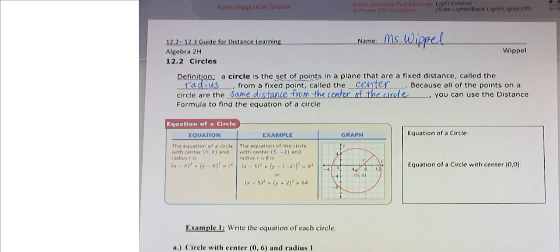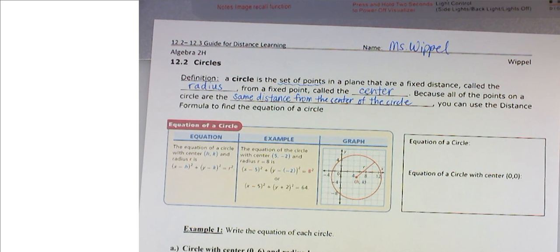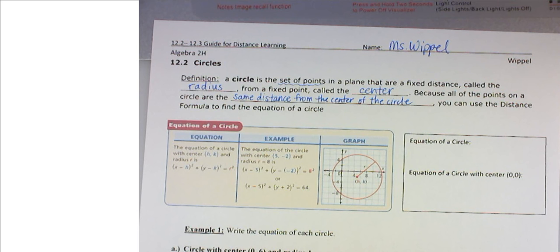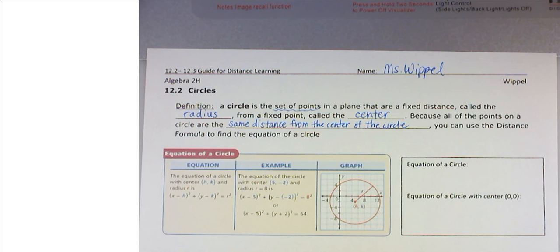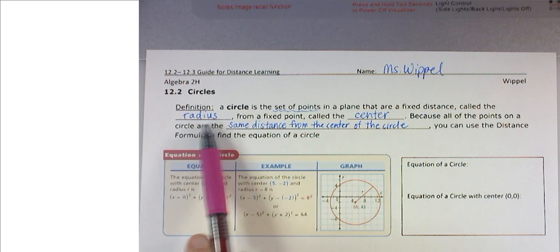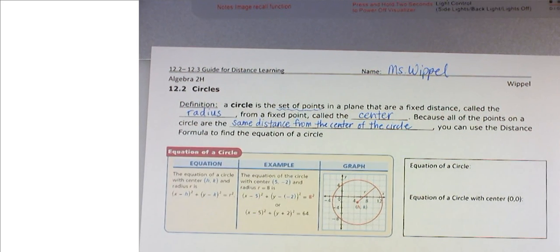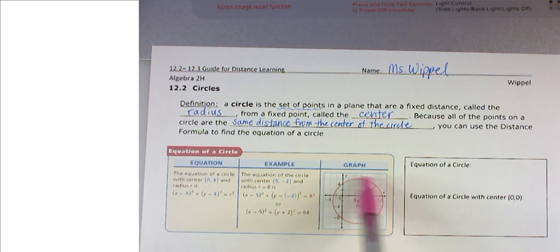All right, Algebra 2 Honors, welcome to your last section of notes for the year. Today we're going to talk about circles, and we are also going to talk about ellipses, which is the official word for an oval. So first we're going to go over some review for circles, things that you would have talked about in geometry. A circle is made up of a set of points in a plane that are a fixed distance called the radius from a fixed point called the center.